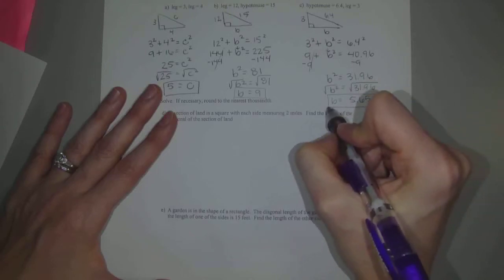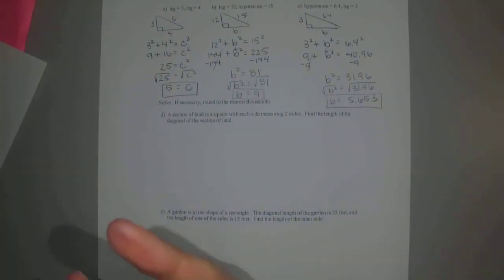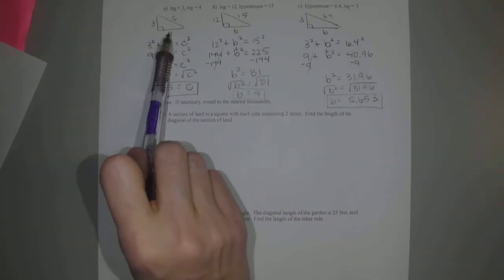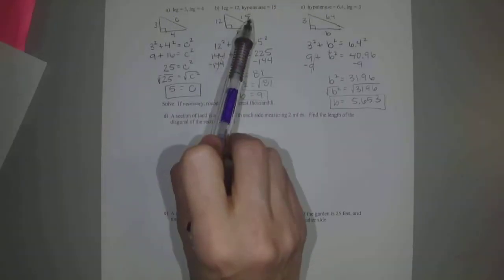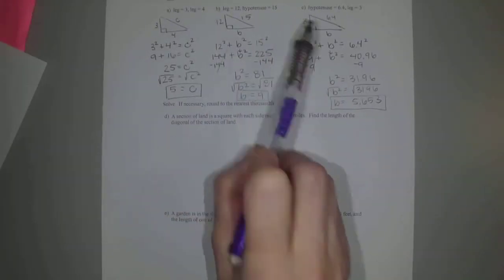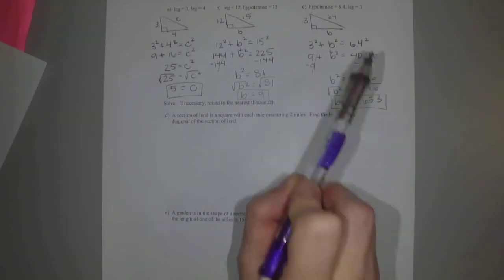5.653. Always, always, always, your two legs will always be smaller than your hypotenuse, okay? So notice 3 and 4 were smaller than our hypotenuse 5. 12 and 9 were smaller than our hypotenuse 15. 3 and 5.653 were smaller than our hypotenuse 6.4. So keep that in mind, because sometimes you might have them switched, and you might find B is the biggest one. It's because you've had them labeled wrong, okay? So be careful with that.